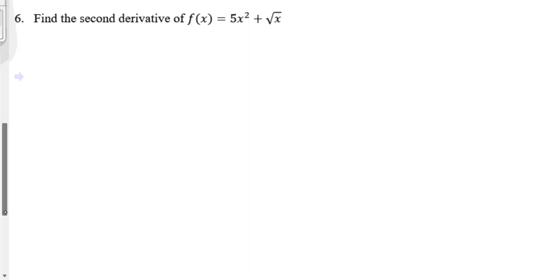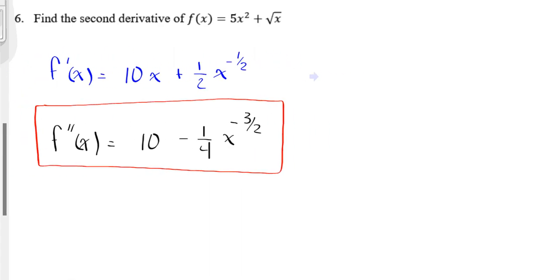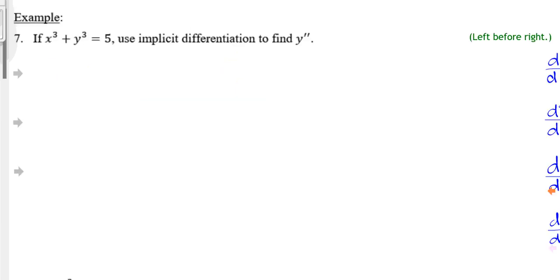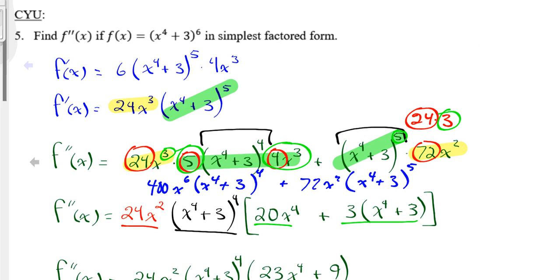Again, pause the video, find this second derivative, and then restart when you're ready to check your answer. There we go. Pretty straightforward because we can just use the power rule twice. And that's where we'll stop for now. My next question gets into implicit differentiation, so I'll save that for another video.